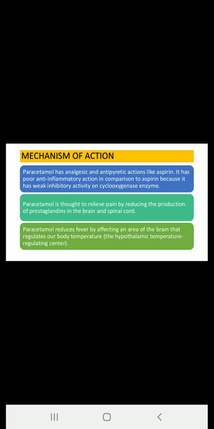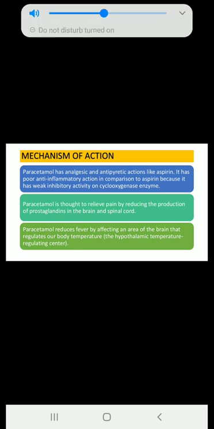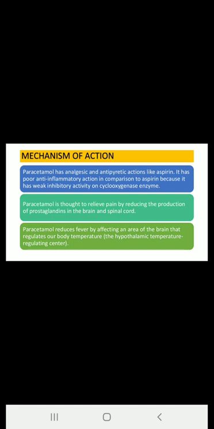Our first drug, aspirin, has a very high inhibitory activity on the cyclooxygenase enzyme, which is responsible for producing the pain, right? As compared to aspirin, paracetamol has weak inhibitory activity, so its action is also less than that of aspirin. Paracetamol is thought to relieve pain by reducing the production of prostaglandins in the brain and spinal cord.